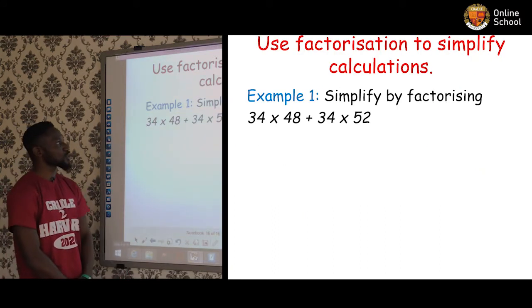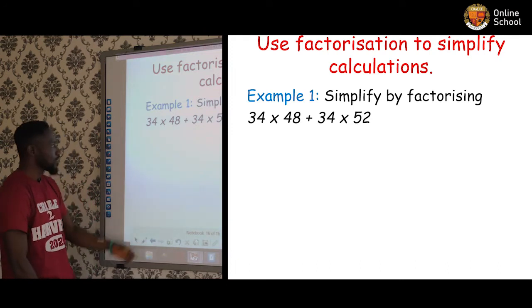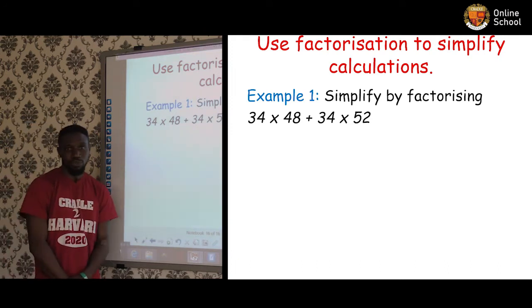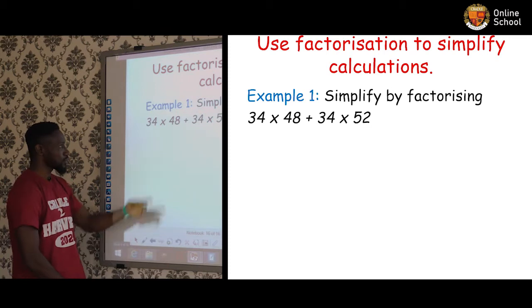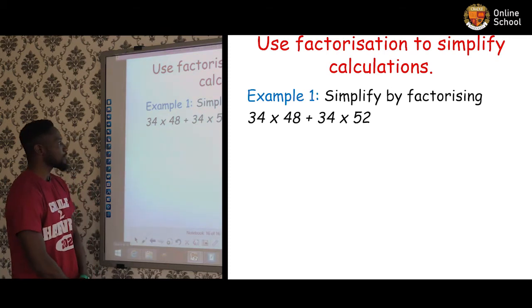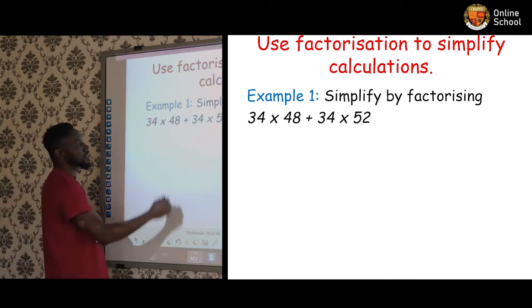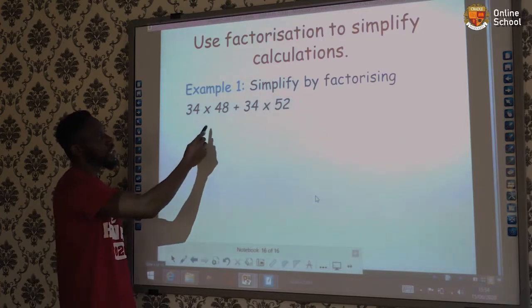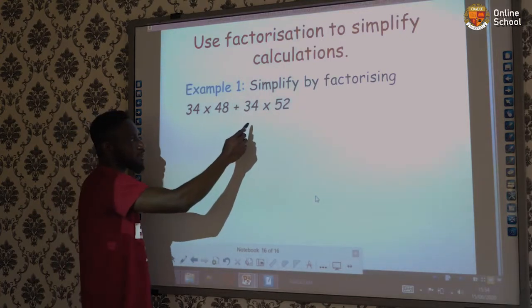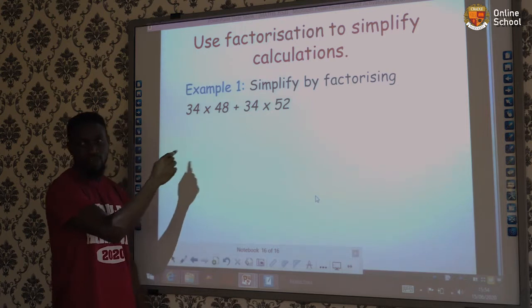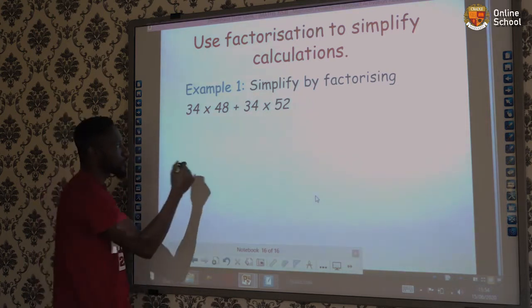Use factorization to simplify calculations. You can see the calculation on the board. We can use easy factorization to simplify it. Now it says simplify by factorization. If you look at this, 34 times 48 plus 34 times 52, you see that they have one factor in common, which is 34. So we can solve from there.